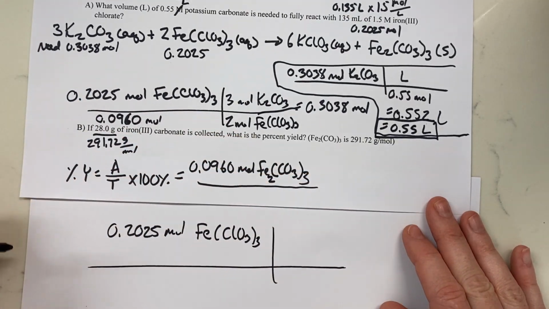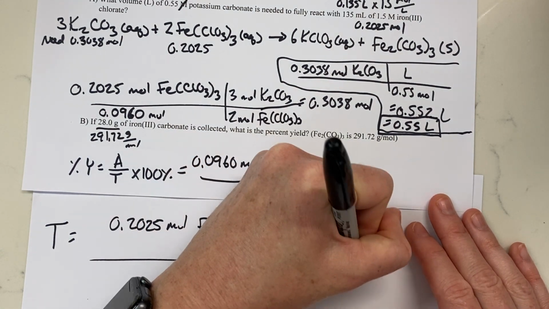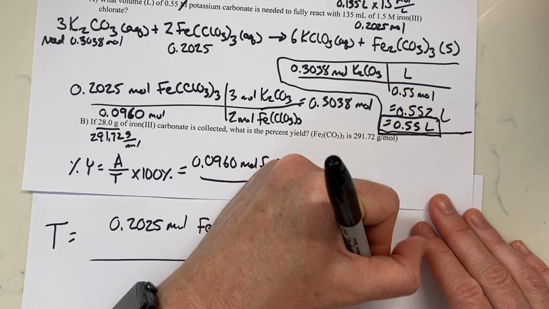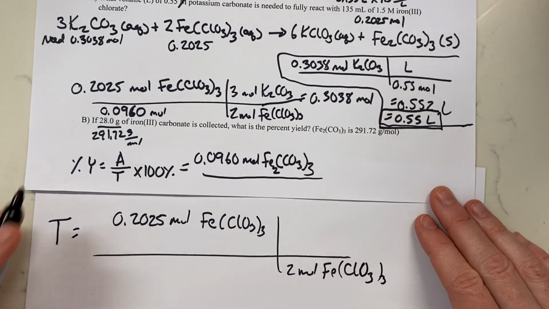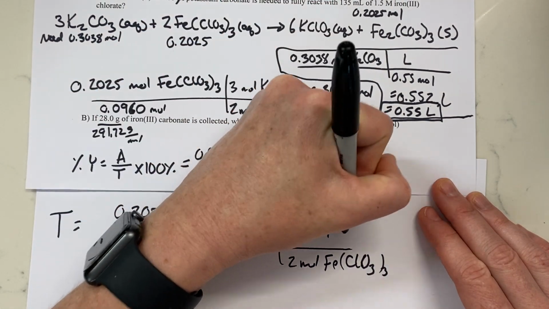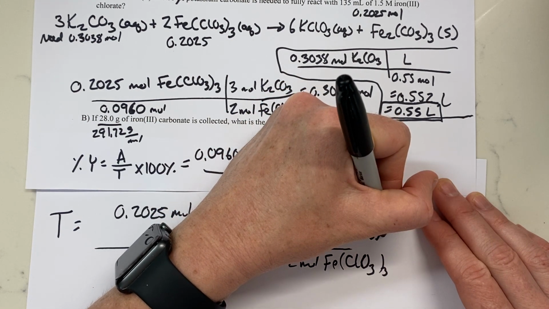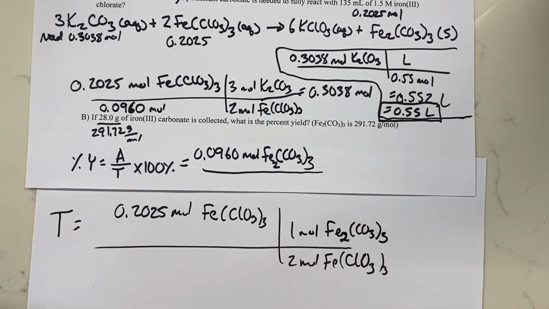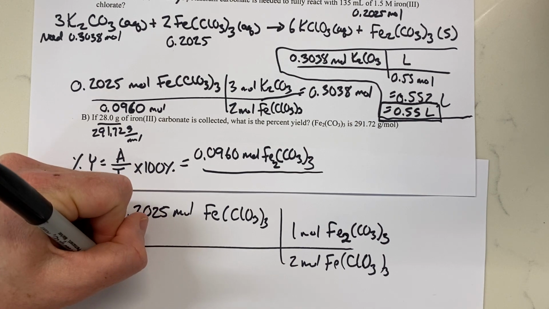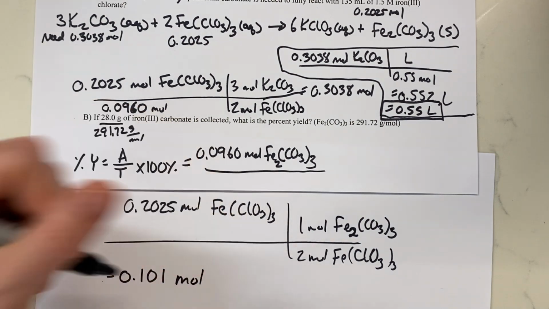Again, we're looking for the theoretical yield. I know for every 2 mole of that, I get, looking at this guy over here, 1 mole of the iron(III) carbonate. So let's go ahead and do that. 0.2025 divided by 2 gives me an answer of 0.101 mole. And again, that's my theoretical.